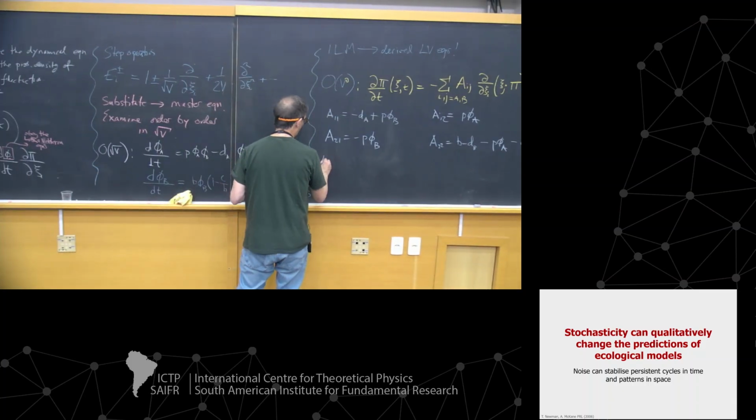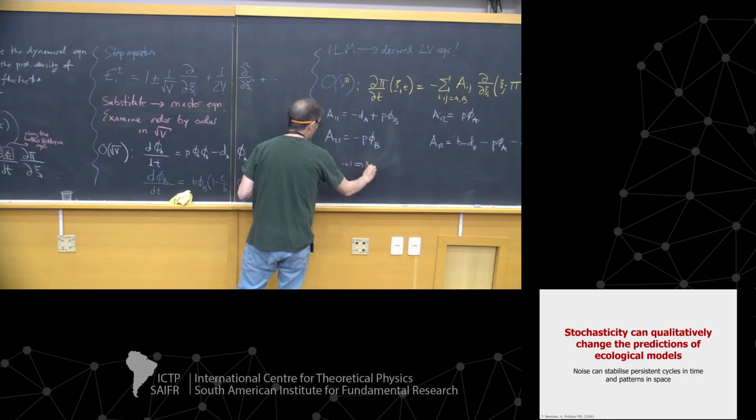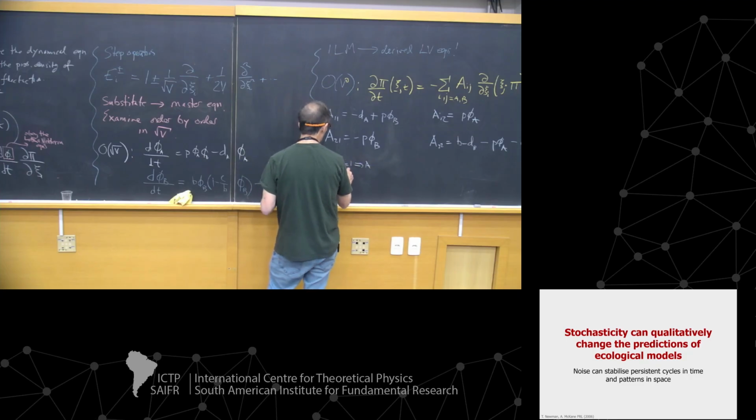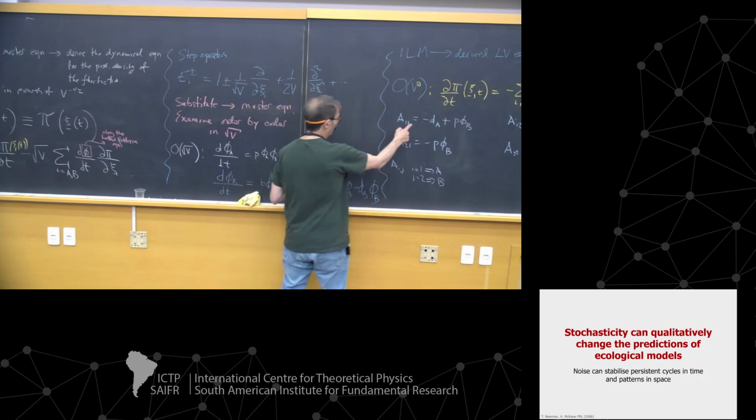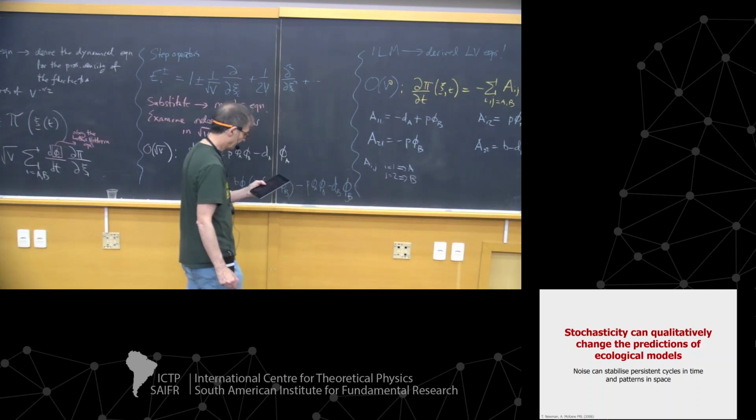And when I write down A, i, j, where i equals 1, that means the predators. And when I write down j is equal to 2, let's say, that means the prey. So I've just written them down like that.